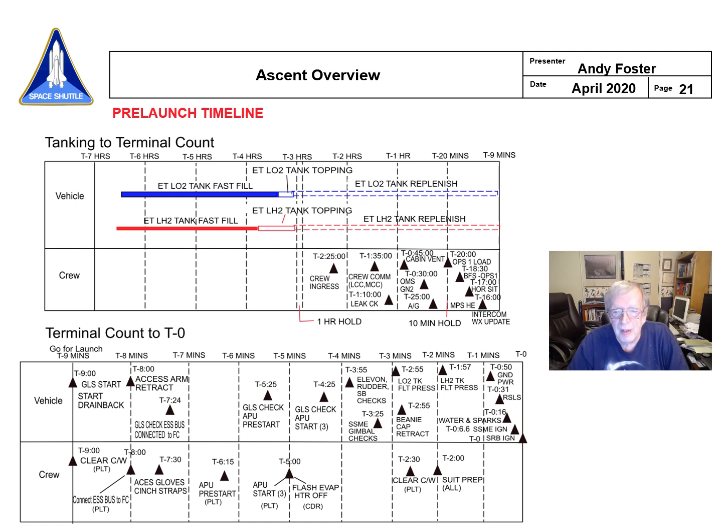The crew would be brought out at T-minus 2 hours and 25 minutes, put in the vehicle, and we do our comm checks here, and then leak checks for the cabin and cabin vent checks, get the OMS ready to go, do air to ground checks, and then we go into a 10-minute hold right here.